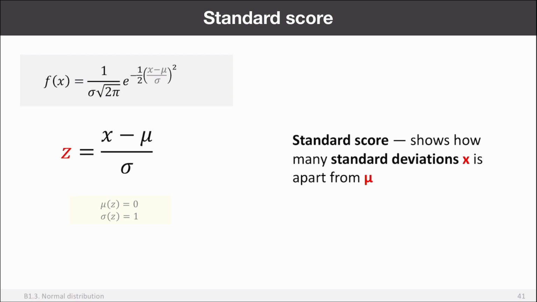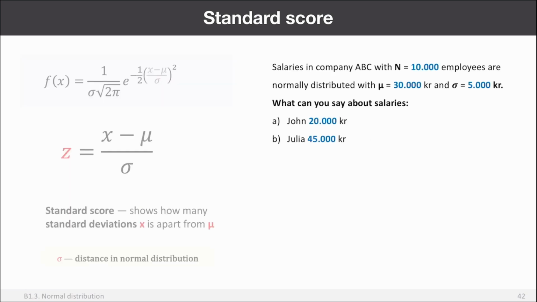Now let me show you a practical example. Let's say salaries in a company ABC with 10,000 employees, so this is our population, are normally distributed. This is the average salary, and this is the standard deviation for the salary. Now, what can you say about these two salaries? John has a salary of 20,000 krona, and Julia has a salary of 45,000 krona.